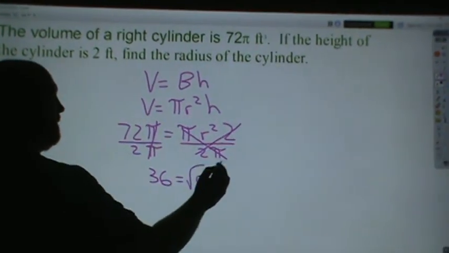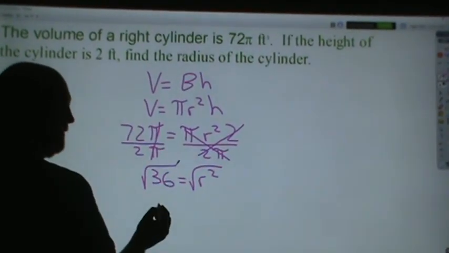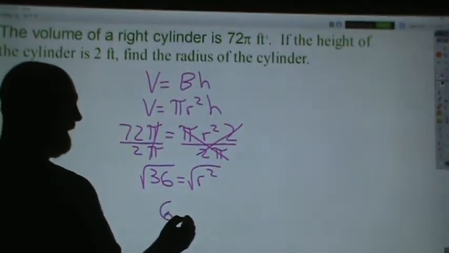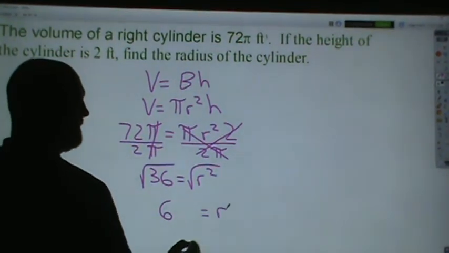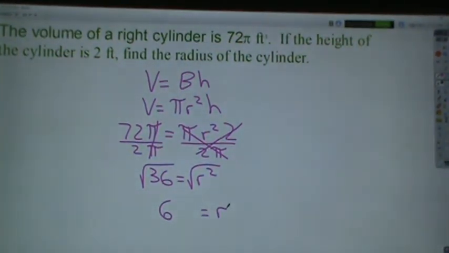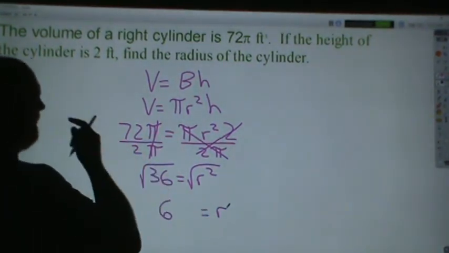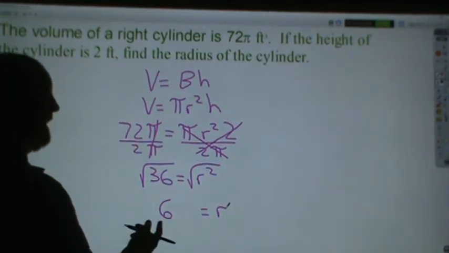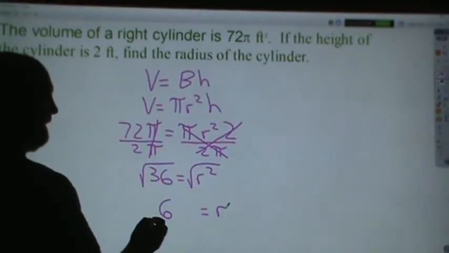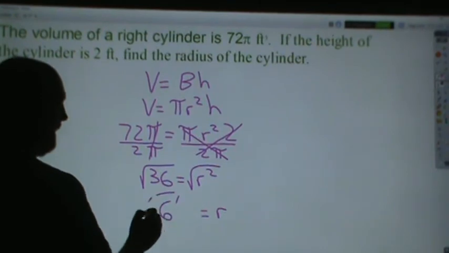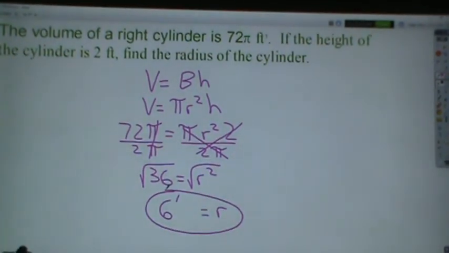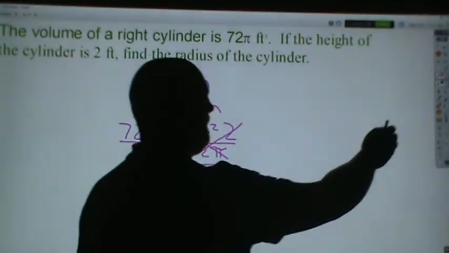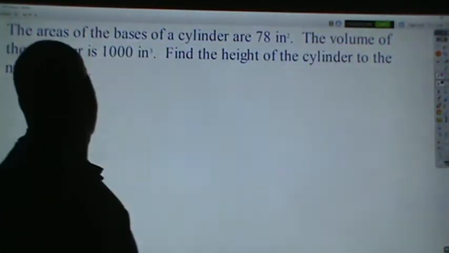I can take the square root of both sides. And I really should write a plus or minus 6 here, but I don't have to. And the reason I don't have to is the radius can't have a negative length. So I'm not going to write plus or minus 6. I'm just going to write 6 equals r and put a unit with it. So in this case, it's a radius, and everything else is measured in feet. So I'm going to say that my radius is measured in feet.